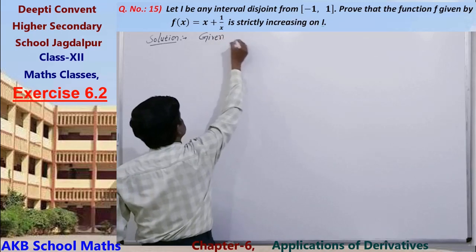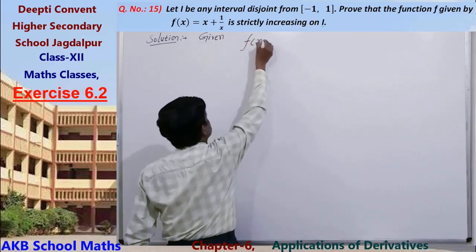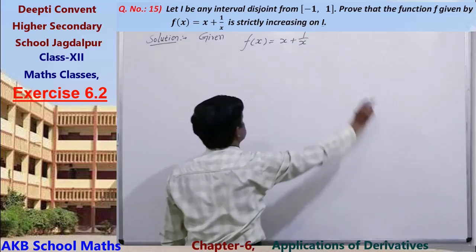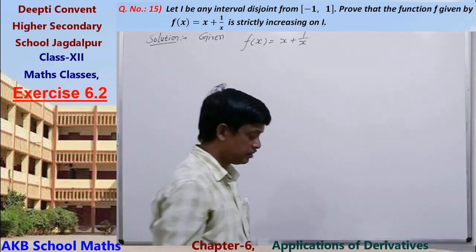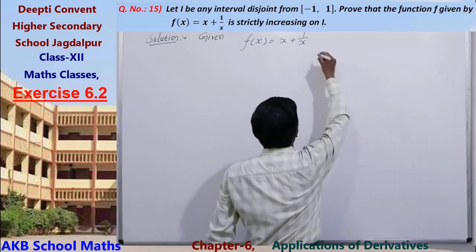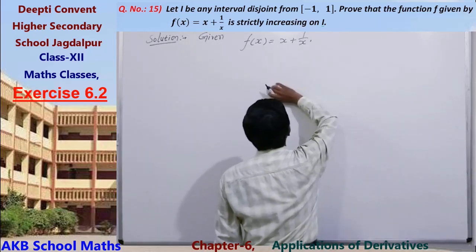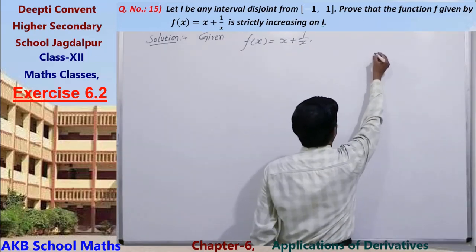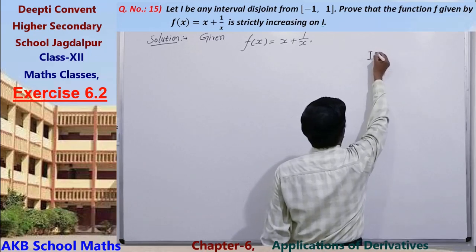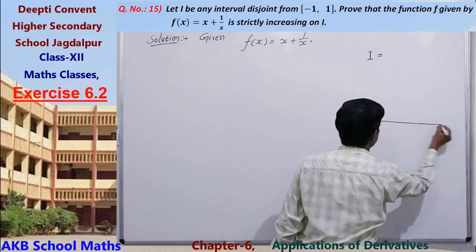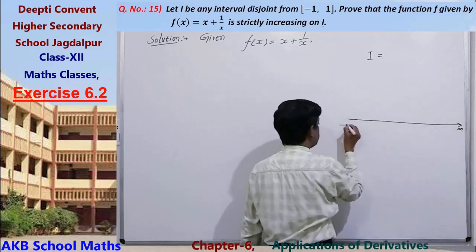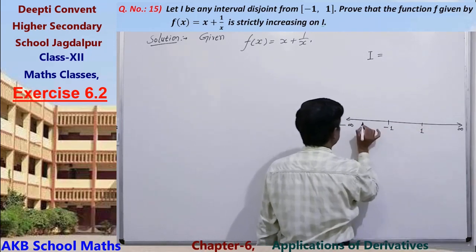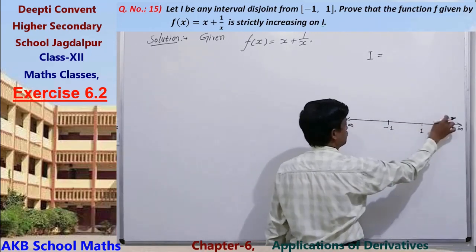The given function is f(x) = x + 1/x, and we have to show that this function is strictly increasing on the interval I. Here I is what? It contains this part and this part.